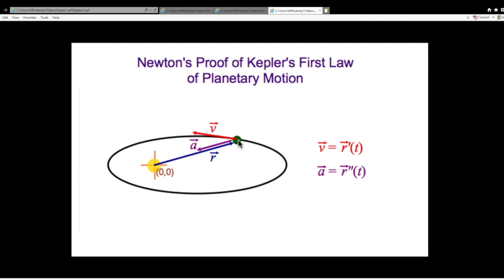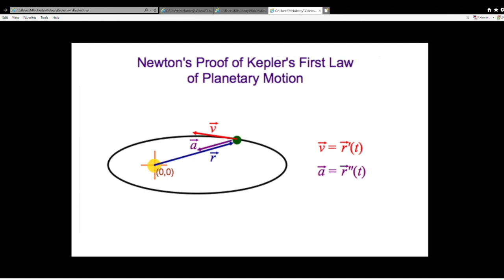And then our acceleration vector, we know, is directly in line back to the sun because, of course, that's the direction that the gravity is pulling it in. And then just keep a reminder here that the velocity vector is, of course, the derivative of our position vector, and the acceleration is the second derivative of the position vector. So these relationships are going to be important here.